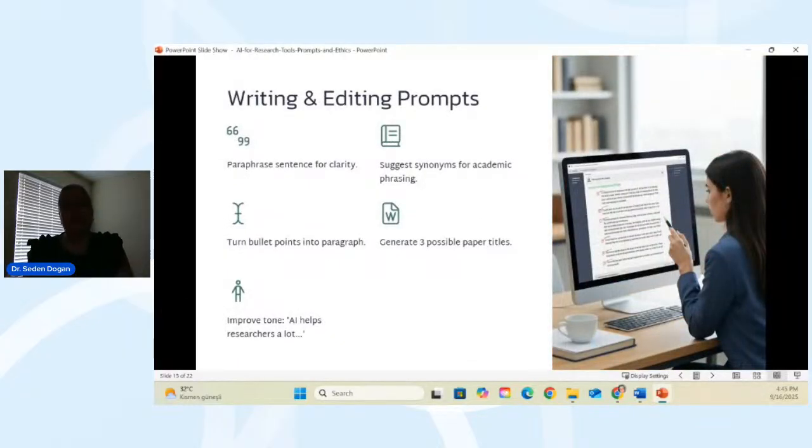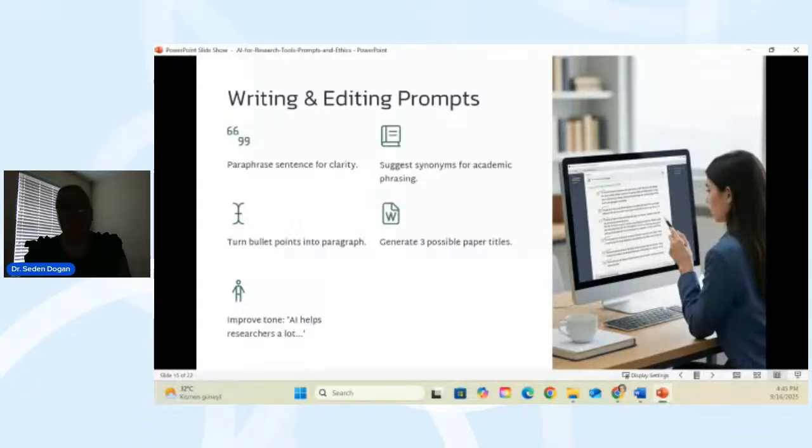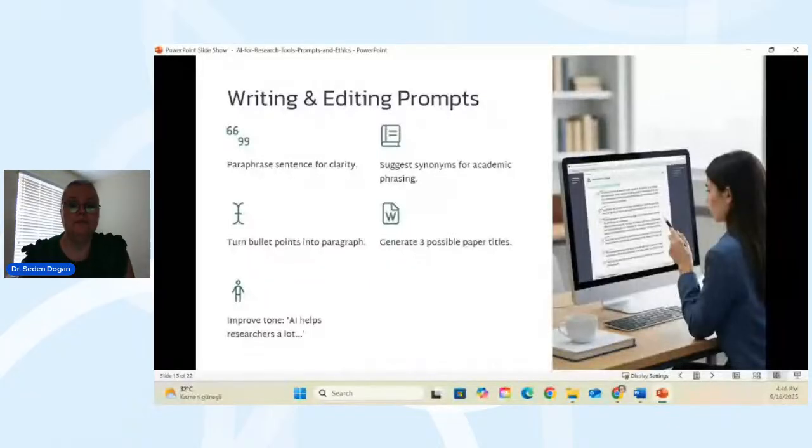Writing and ethics prompts are about polishing the work we do while keeping the integrity intact. So "improve the clarity of this paragraph, maintain meaning and discipline-specific terminology." Again, you have to read it yourself, and you have to make it your own scholarly work. Or "suggest 3 alternative titles for this study: formal, descriptive, and practitioner-friendly." Whatever AI gives you as title alternatives, you can just play with them, right?